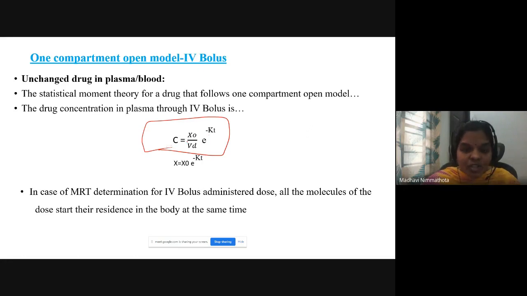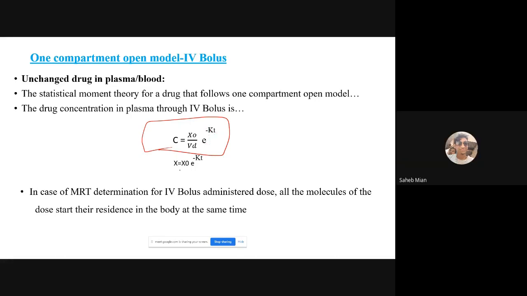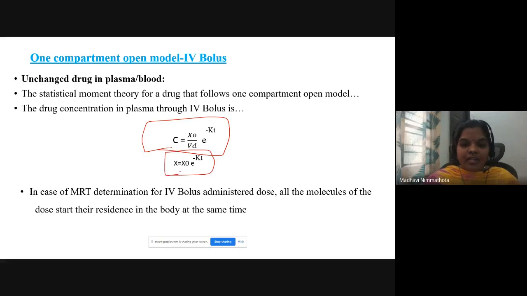From this equation we are going to get so many equations. C is the plasma drug concentration, X0 is the initial amount of the drug available in the body, Vd is the volume of distribution, and e to the power of minus kt is the exponential form of the elimination rate constant. And then X is equal to X0 into e to the power of minus kt. We all know about this basic equation.